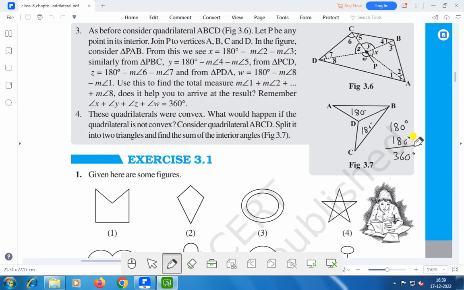That is, we know that in the case of a quadrilateral, that means if it has four sides, the sum of the four angles is always 360 degrees, whether it is a convex polygon or a concave polygon. In all the cases, the sum of the angles of a quadrilateral is always 360 degrees.